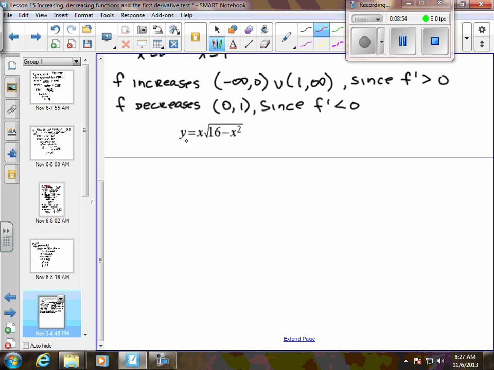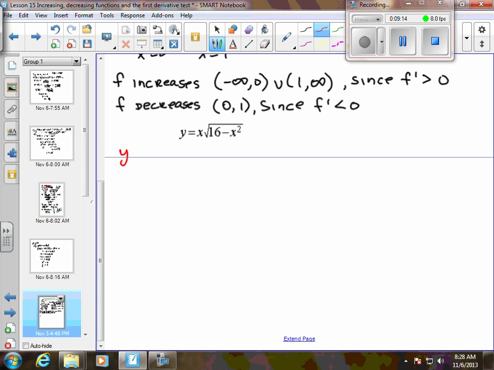I want to determine where this function increases and or decreases. So I begin by looking for the critical numbers. To find the critical numbers, I need the derivative. To find the derivative, I need to use the product rule and chain rule. See how everything builds on the previous?